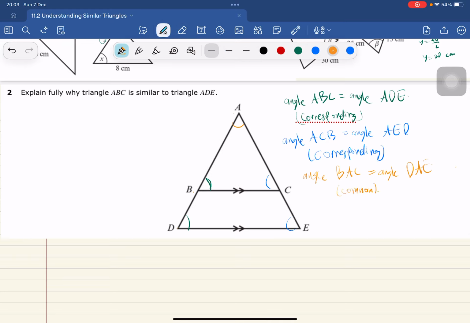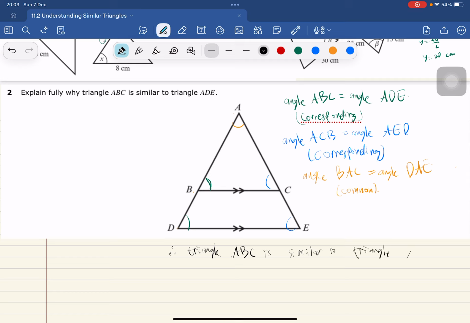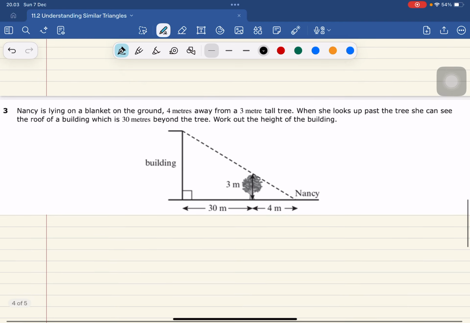So in conclusion, here is the conclusion: triangle ABC is similar to triangle ADE. Okay, let's proceed to number 3.